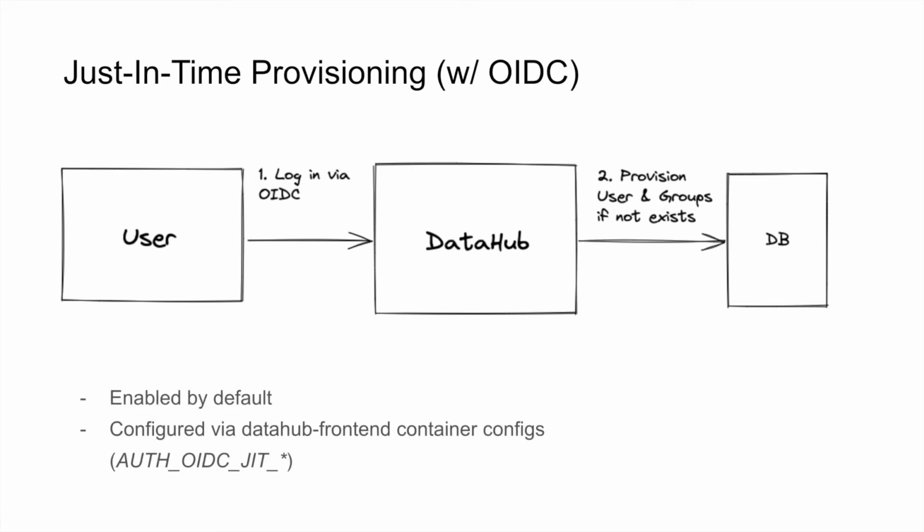In the coming release, this will be enabled by default, although there are flags, of course, to control the behavior and turn this off completely. Those are under the auth OIDC just-in-time configs on DataHub frontend's container.